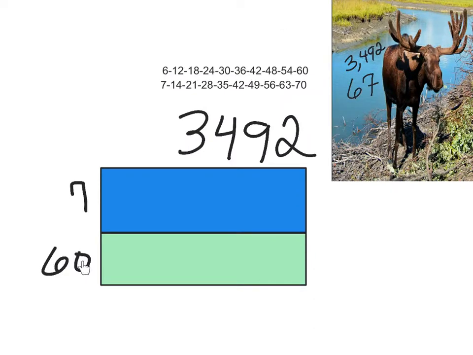Alrighty, and the next thing you want to do is write 60 here and 70 here. You're breaking the 67 into 60 plus 7, and it should go right next to these boxes here. So go ahead and write that down. I will wait for you.